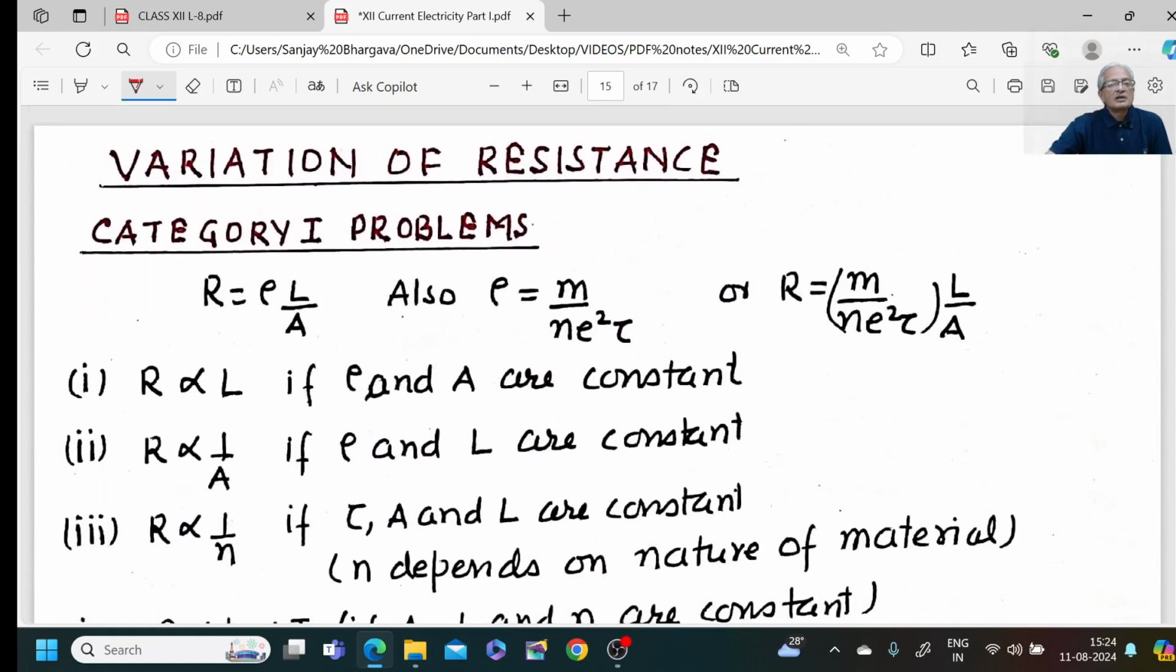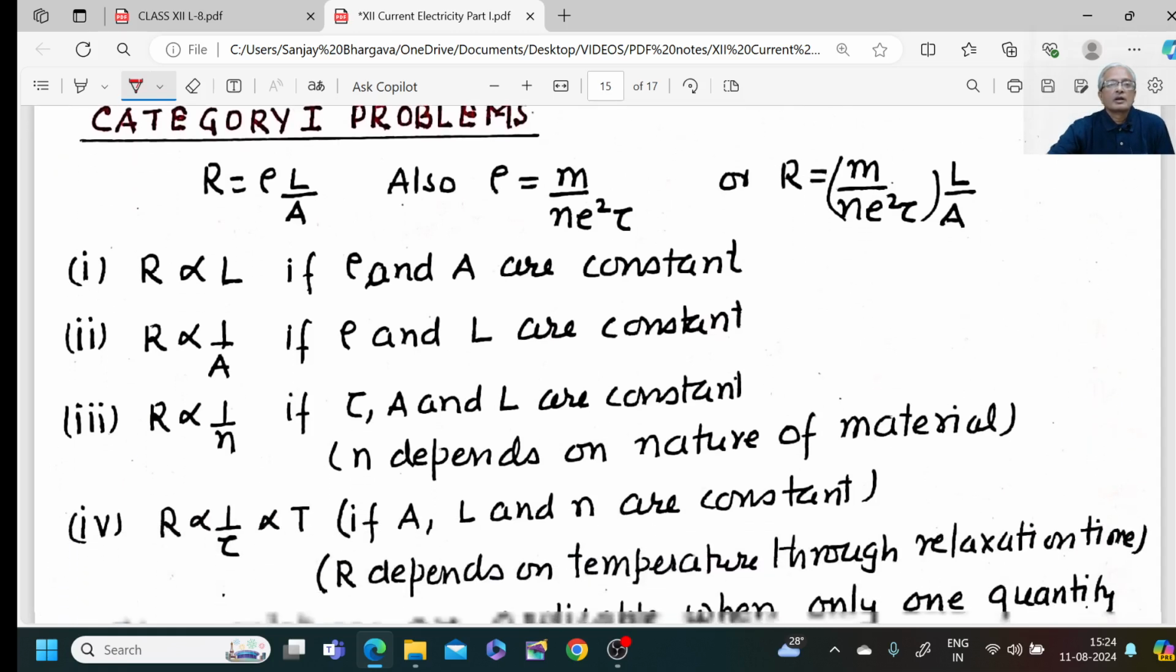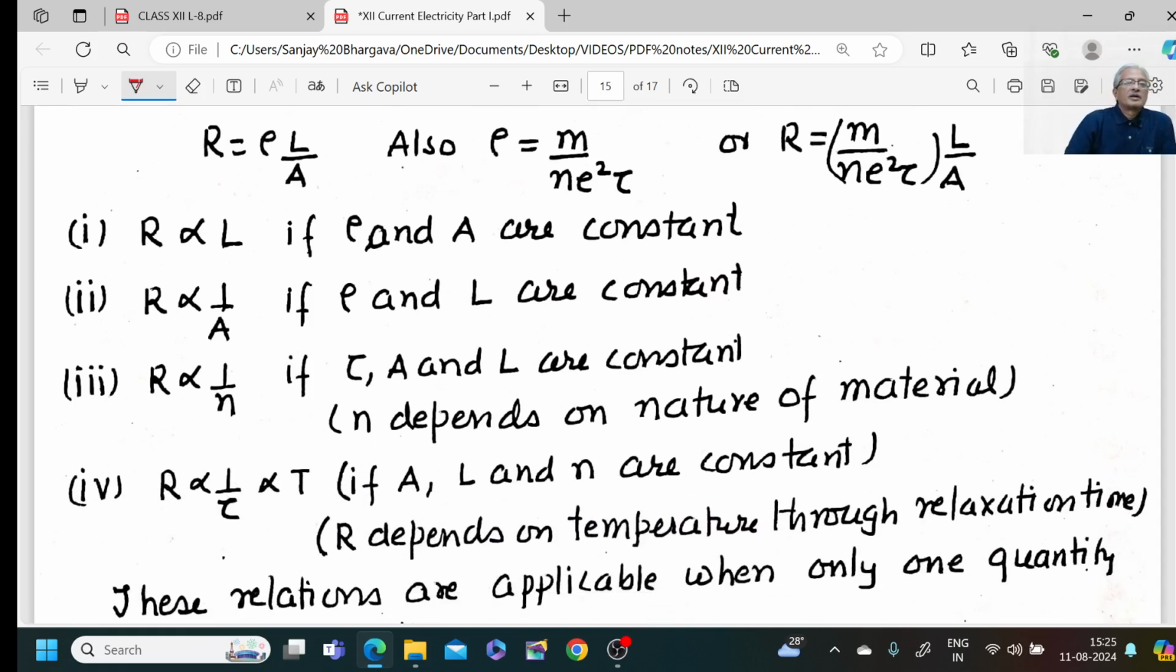Now the question is, how does resistance change? How do we have an idea about what type of relations to be utilized when problems involve change in length, change in area of cross section and so on? So I have divided the problems into 3 categories. Category 1. See, resistance R is equal to rho L upon A.